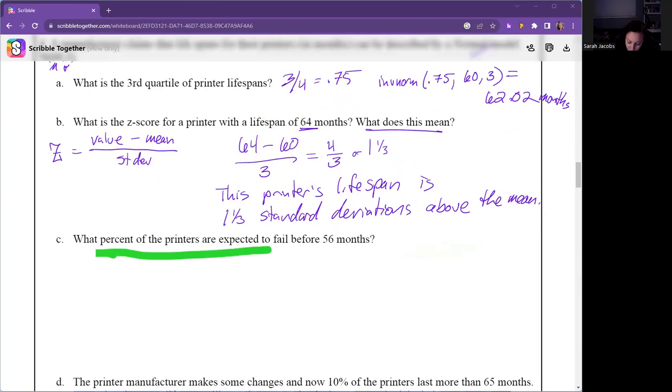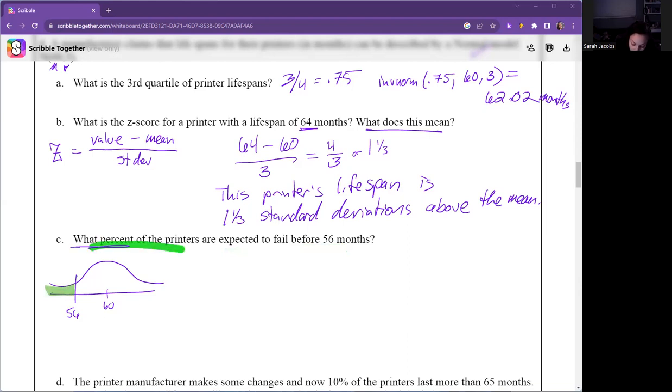All right, what percent of the printers are expected to fail before 56 months? I'm just going to draw a little curve here. So here's 60. And 56 would be maybe about here. And the area that we're interested in is failing before. So before we get to 56, that's all this stuff to the left. So we want to find that area. So we're looking for a percent. What percent? This is your clue for normal CDF. So we'll say normal CDF.